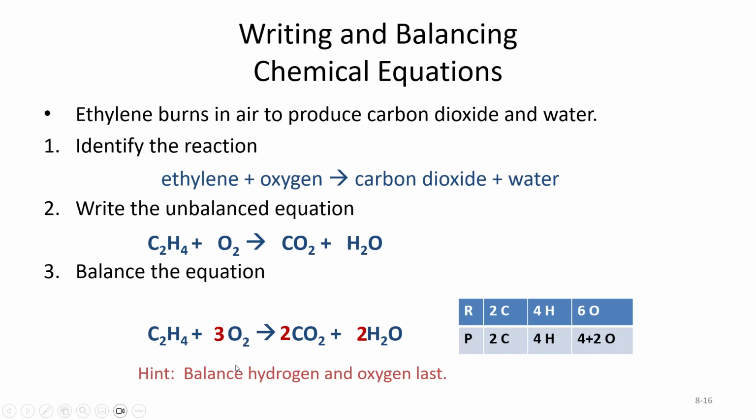So let's go back through and see if this is balanced. I have 2 carbon, 2 carbon. 4 hydrogen, 2 times 2 gives me 4 hydrogen. I have 2 times 3, which gives me 6 oxygen. I have 2 times 2, which gives me 4, plus 2 gives me 6 oxygen. So now this one is balanced.